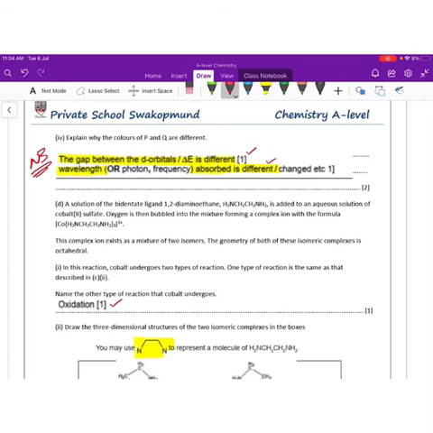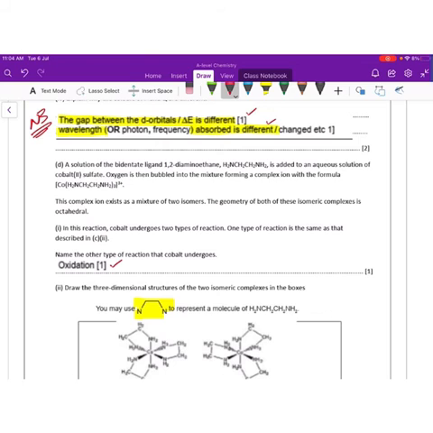And then, let's read through this last bit. A solution of a bidentate ligand, 1,2-diaminoethane, is added to an aqueous solution of cobalt sulfate. Oxygen is then bubbled into the mixture and forms a complex with that formula. The complex exists as a mixture of two isomers. Both isomer complexes are octahedral.